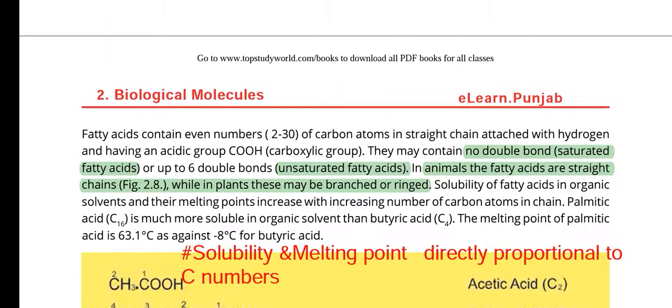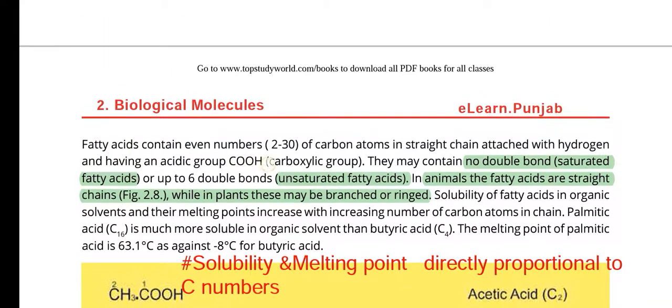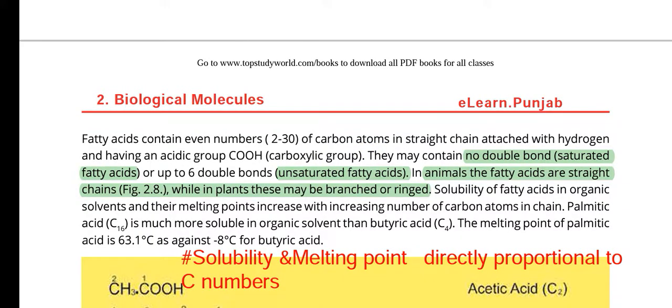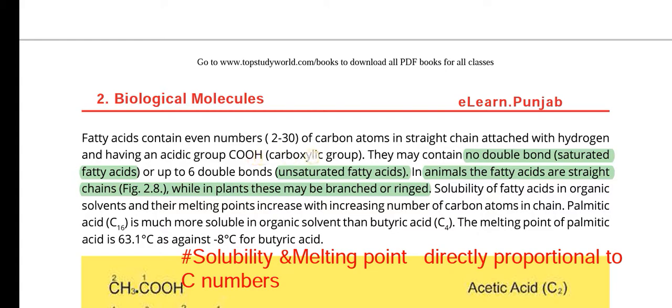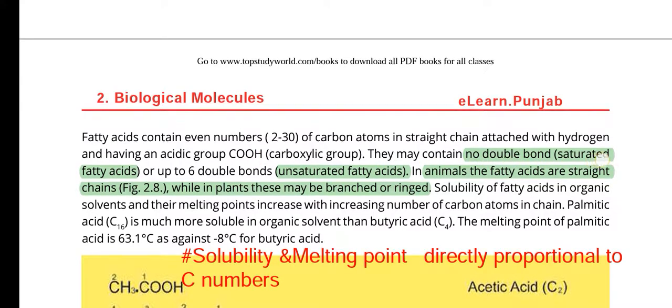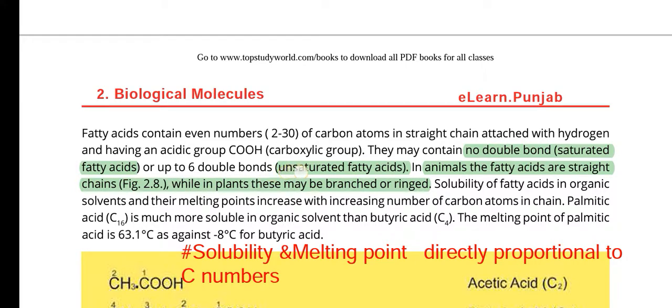Let's start with the reading. Fatty acids contain an even number, 2 to 30, of carbon atoms in a straight chain attached with hydrogen and having an acid group, the carboxylic group. They may contain no double bond and will be called saturated, or up to 6 double bonds and will be called unsaturated. Animal fatty acids are straight, and plant ones are branched or ringed.